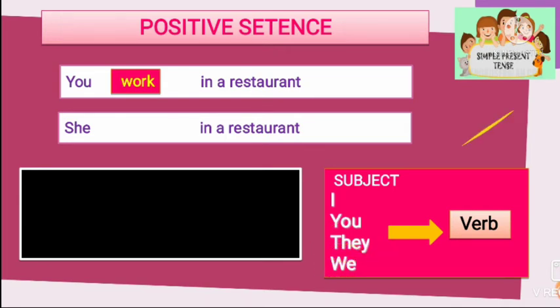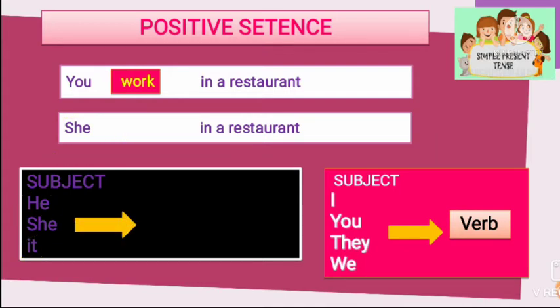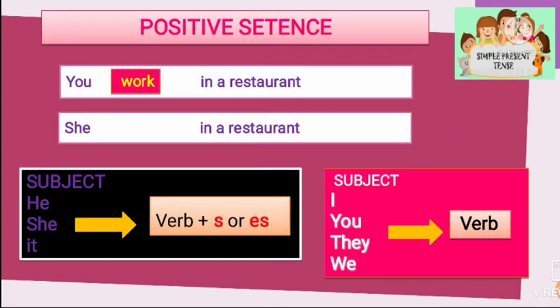But then in the other case, you find the subject she, he, it. Remember, you need to add verb plus s or es. For the word work, we need to add s. So she works in a restaurant, he works in a restaurant. Okay, remember, it could refer to animals.